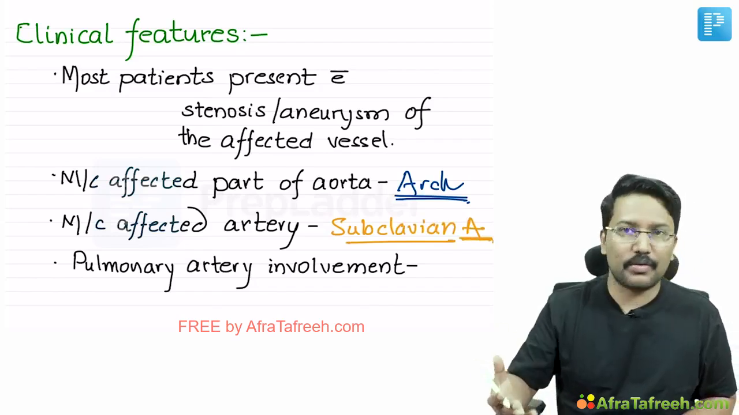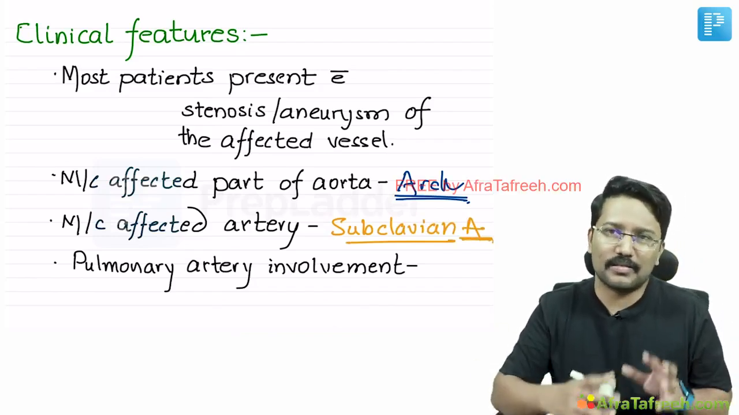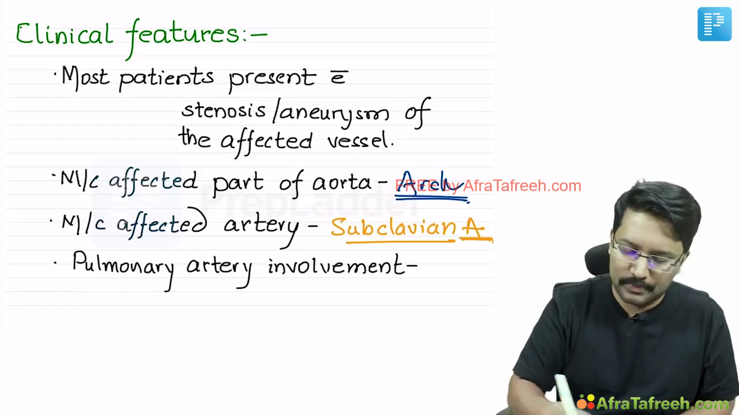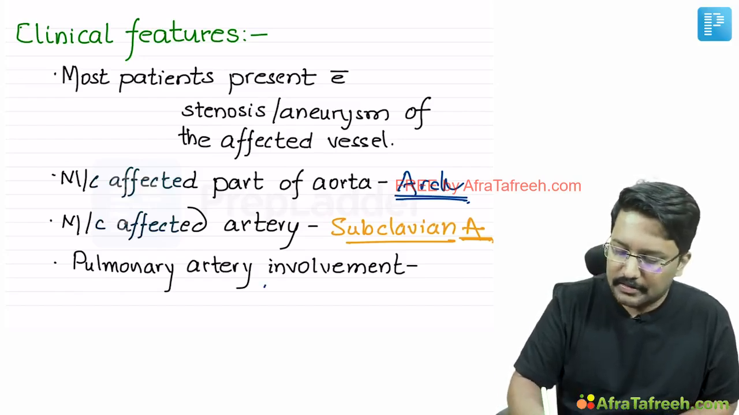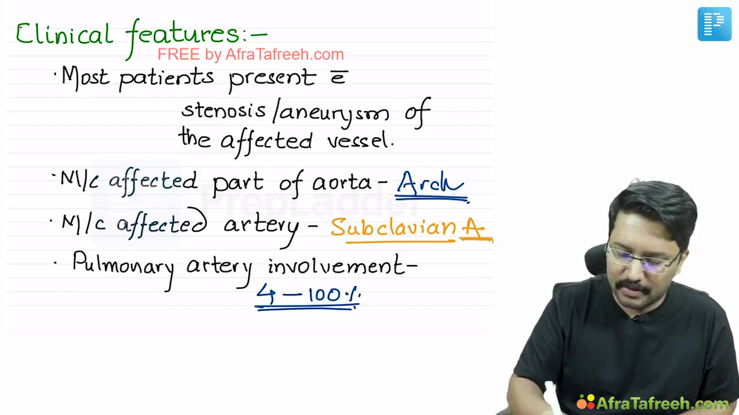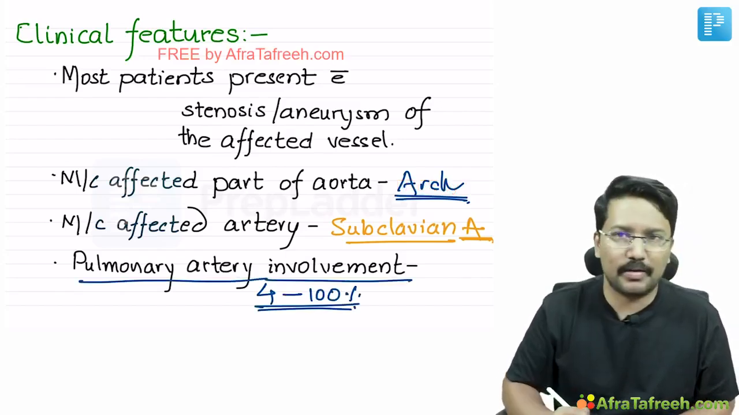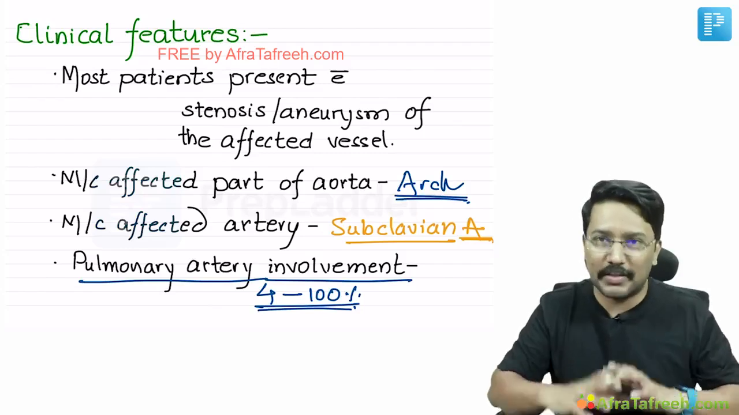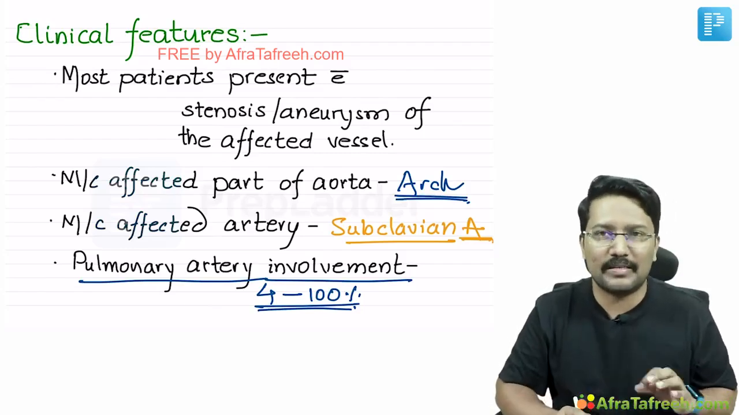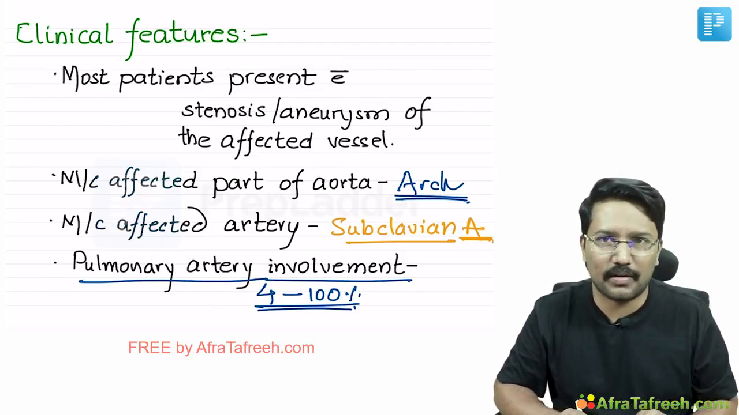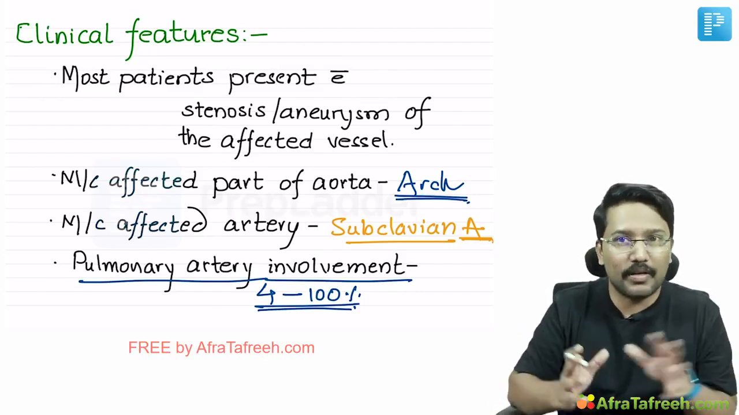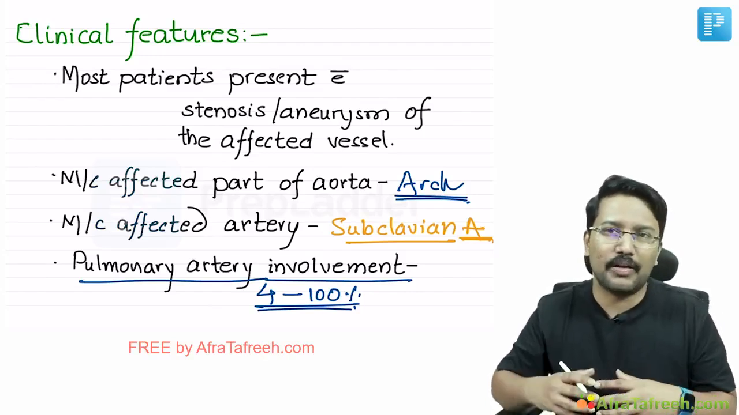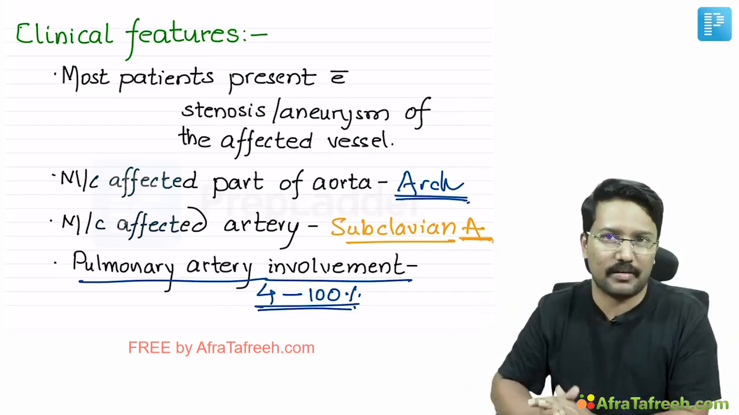And one more thing I want you to remember about Takayasu arteritis, which is particularly important for us to note, is that literature reports 4 to 100% of cases having pulmonary artery involvement. And pulmonary artery involvement in a vasculitic syndrome should make us think of the possibility of Takayasu arteritis. Because if you talk about polyarteritis nodosa, you would notice that pulmonary artery involvement is extremely rare there, right?